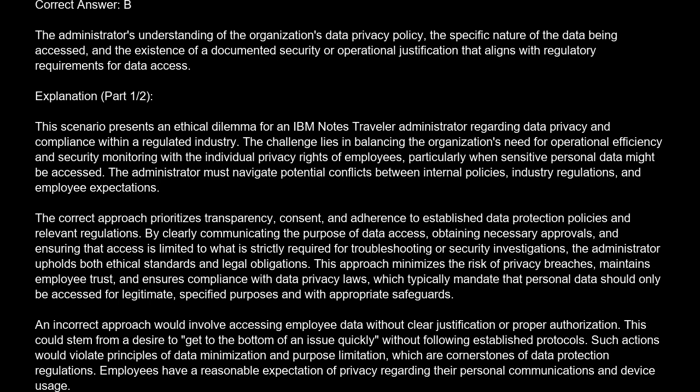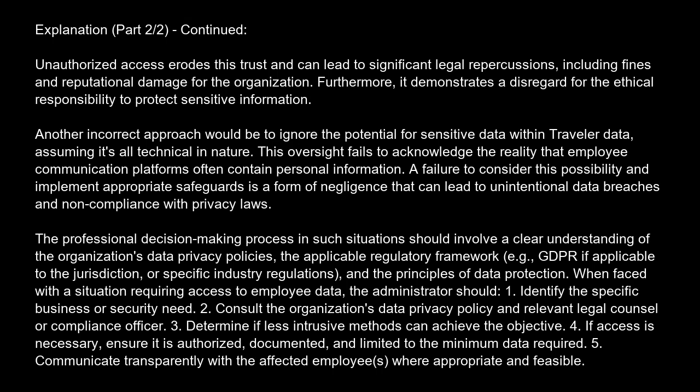An incorrect approach would involve accessing employee data without clear justification or proper authorization. This could stem from a desire to get to the bottom of an issue quickly, without following established protocols. Such actions would violate principles of data minimization and purpose limitation, which are cornerstones of data protection regulations. Employees have a reasonable expectation of privacy regarding their personal communications and device usage. Unauthorized access erodes this trust and can lead to significant legal repercussions, including fines and reputational damage for the organization. Furthermore, it demonstrates a disregard for the ethical responsibility to protect sensitive information.